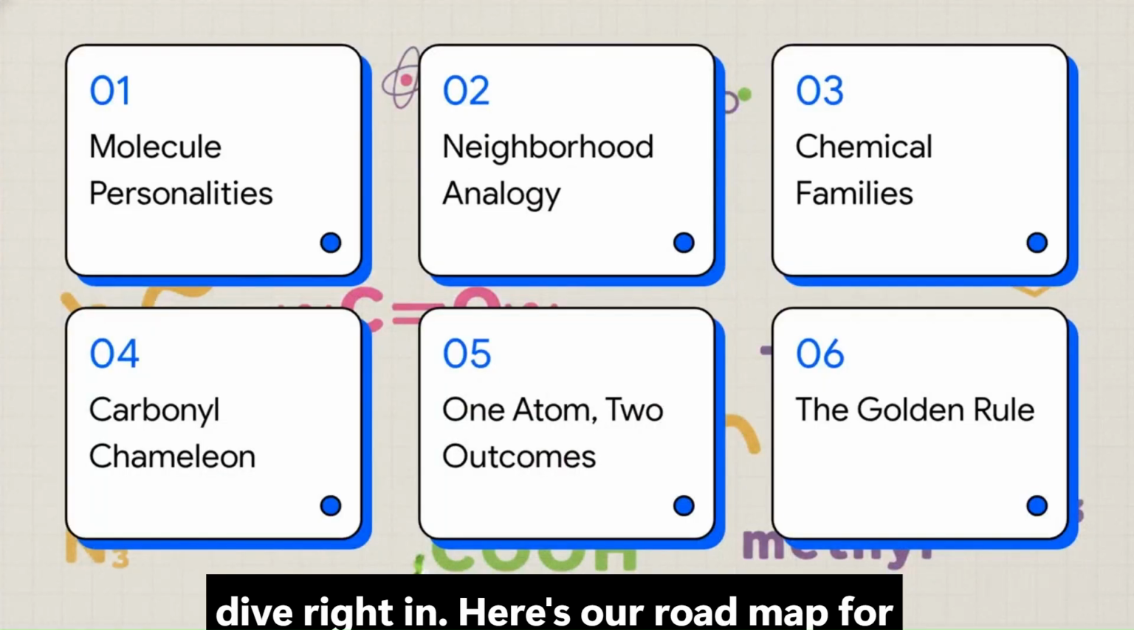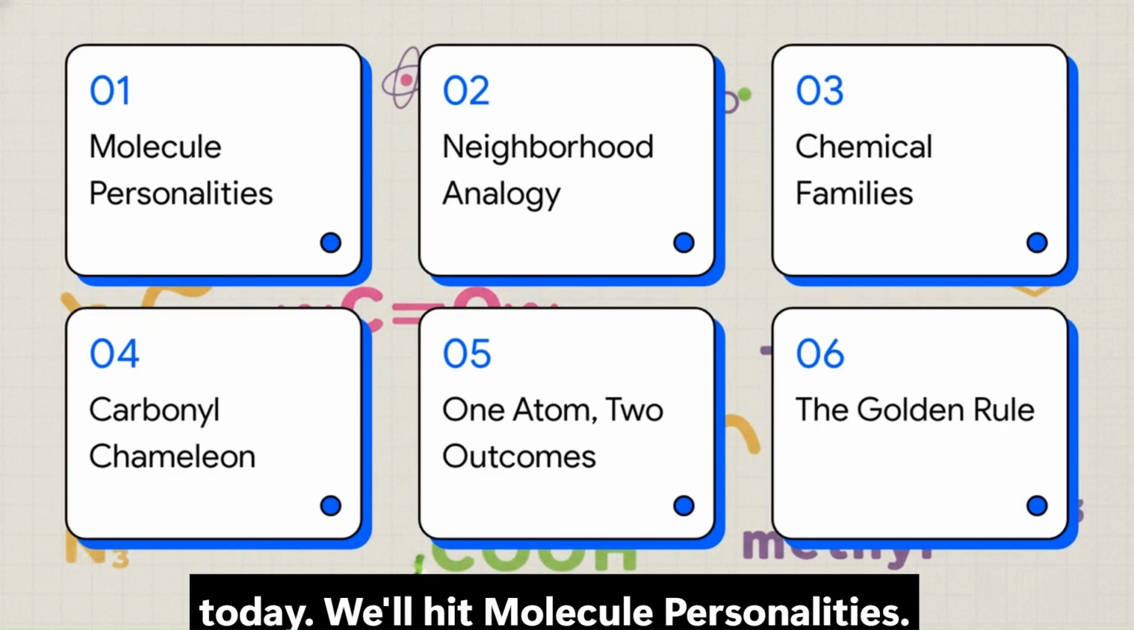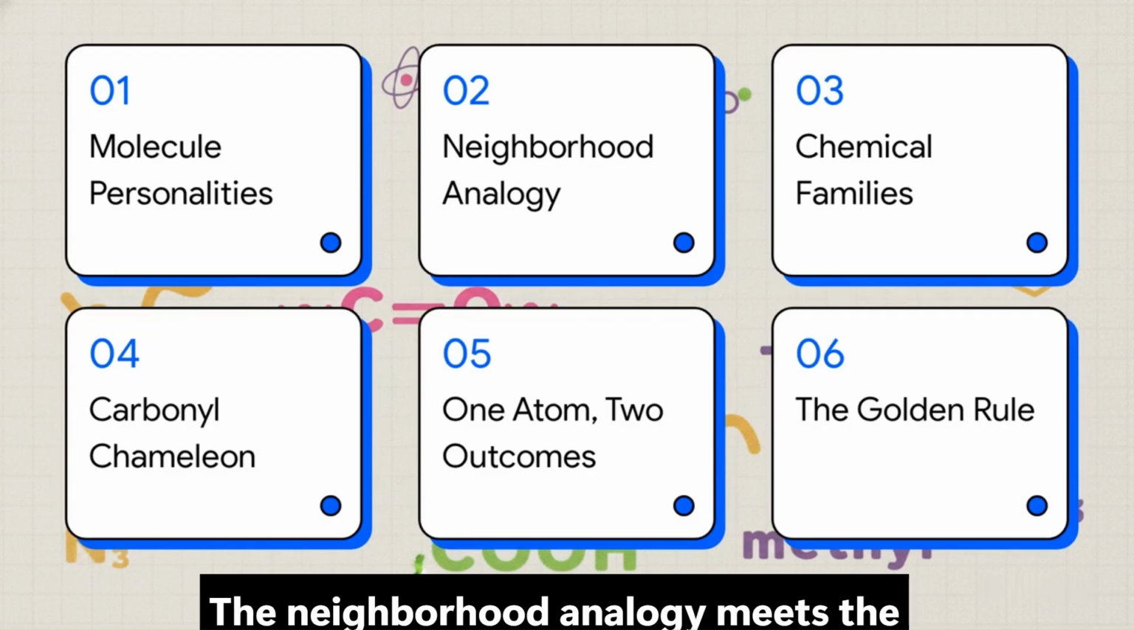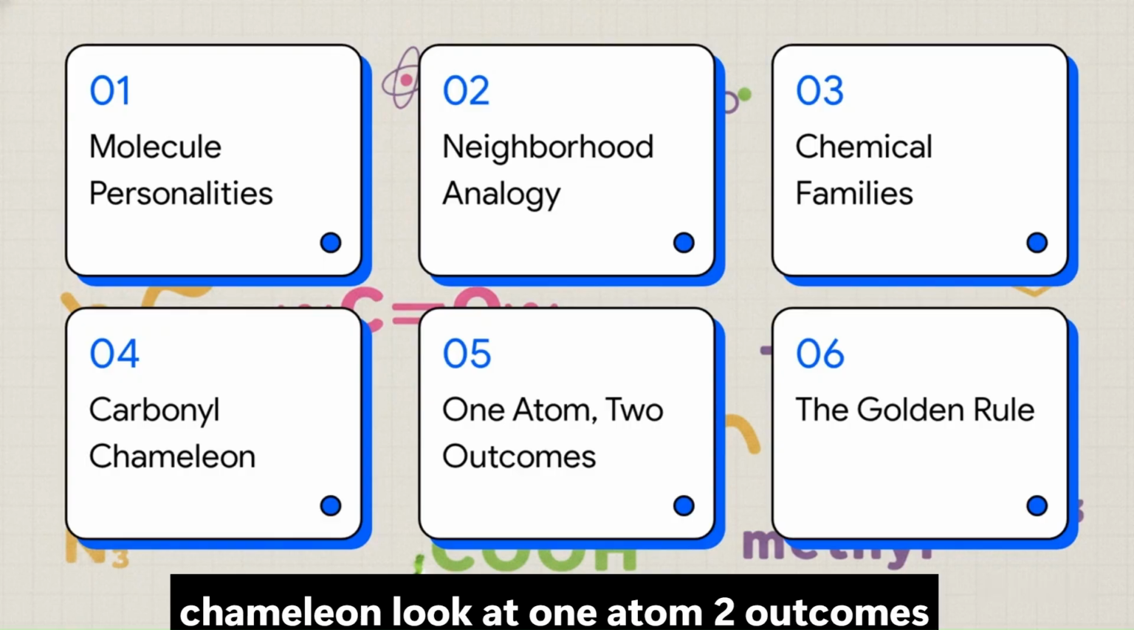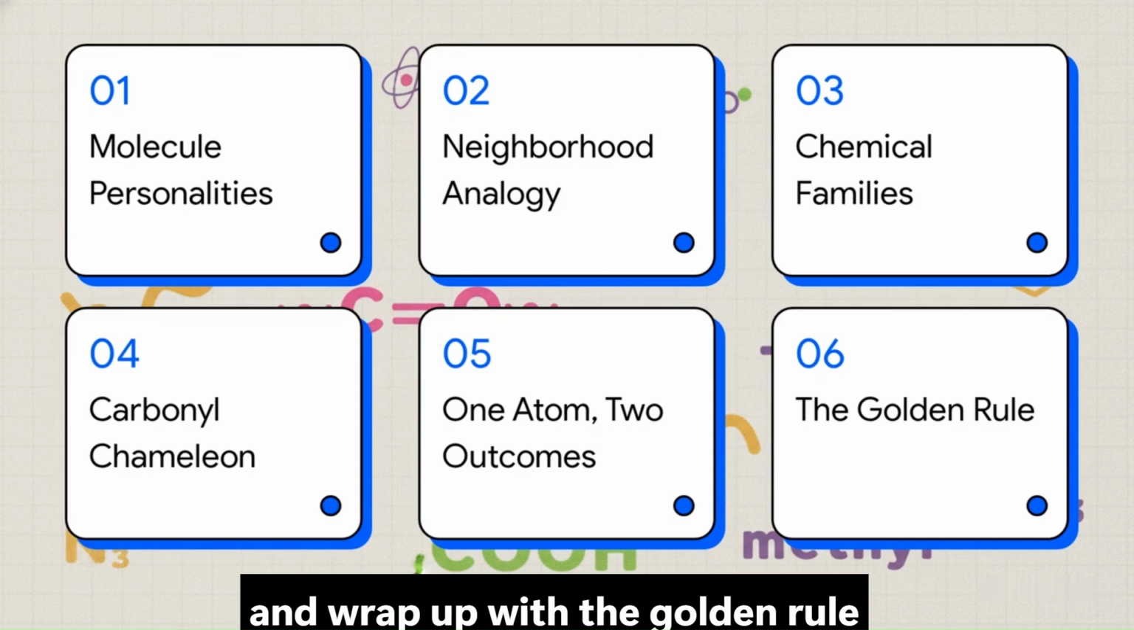Here's our roadmap for today. We'll hit molecule personalities, the neighborhood analogy, meet the chemical families, check out the carbonyl chameleon, look at one atom, two outcomes, and wrap up with the golden rule.